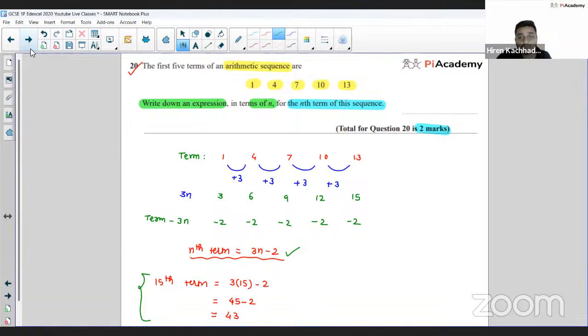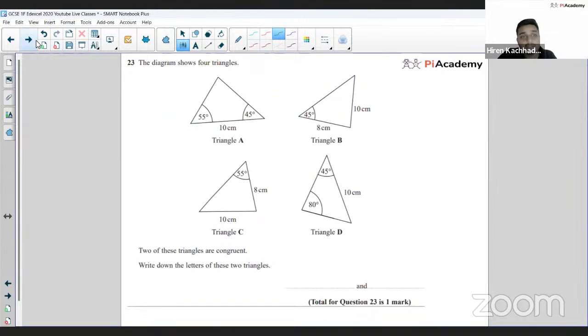Okay. So this is for 2 marks, and let's move on to the next question. So I'm reading this for all of you. The diagram shows 4 triangles. So here you have triangle A, B, C, and D.